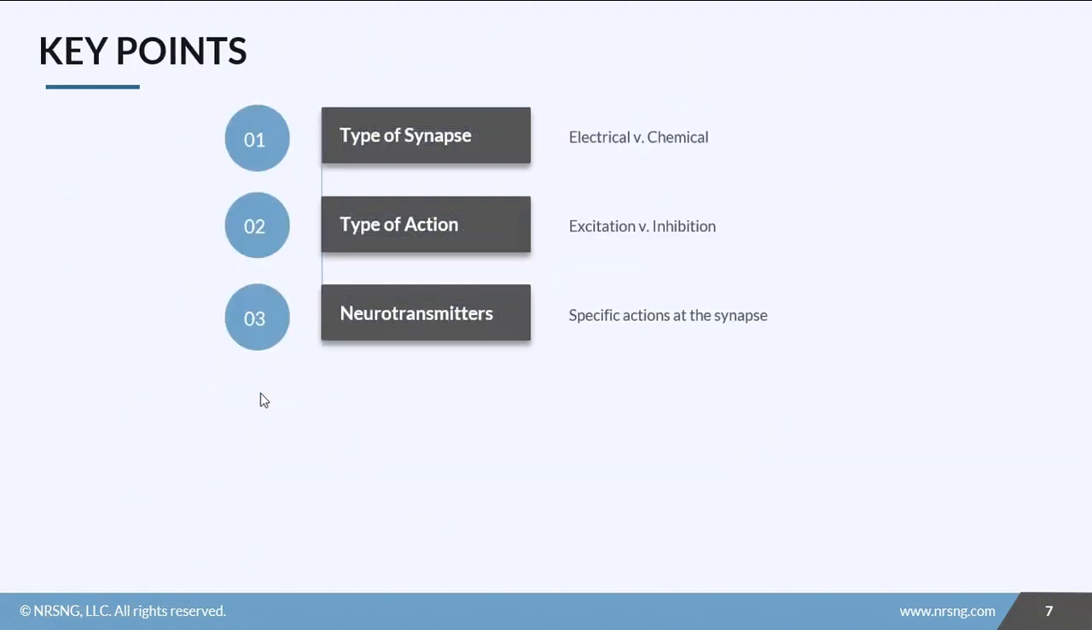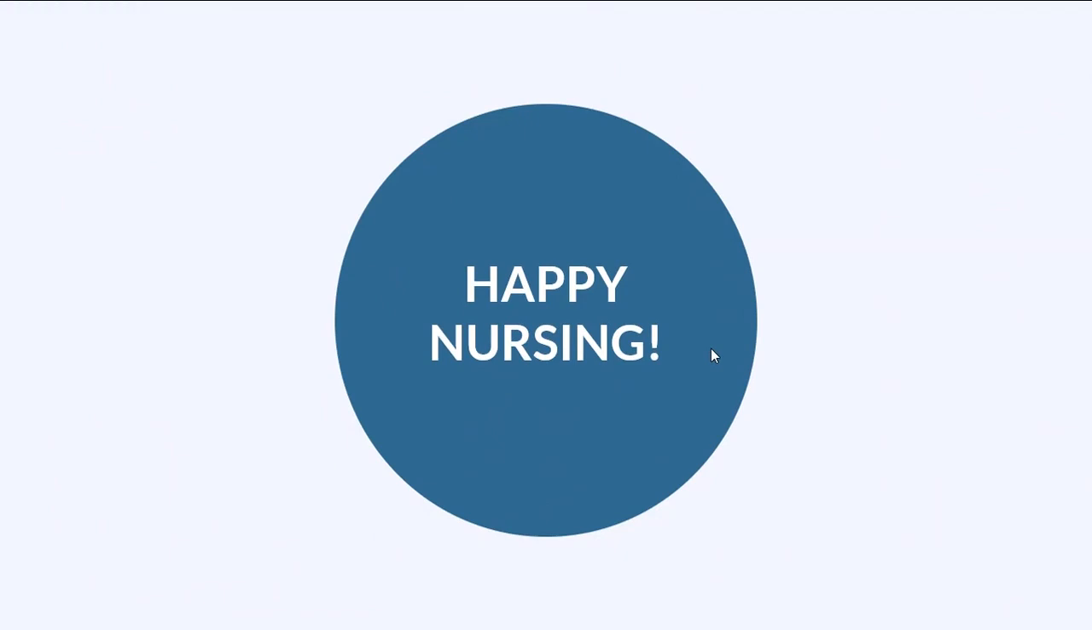So let's review nerve transmission. Remember, it could be an electrical synapse using gap junctions, or it could be a chemical synapse using neurotransmitters. And that could cause either an excitatory signal to keep the action potential going or an inhibitory signal to stop the action potential altogether. And just remember, there are many, many specific neurotransmitters that each have their own receptors and their own specific actions at the synapse. So that's it for the A&P of nerve transmission.